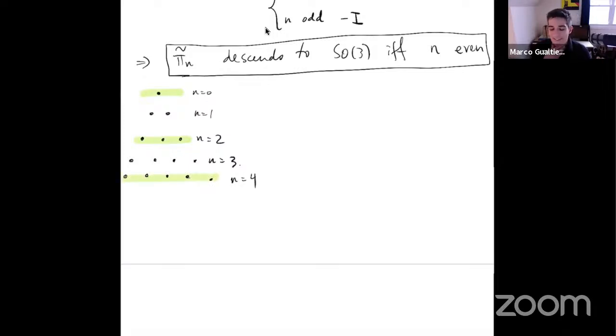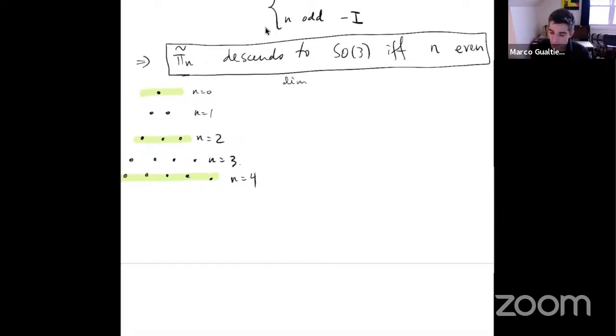Now, notice what the dimensions are. You could just count the number of dots. This is dimension 1. This is dimension 2, count the number of dots. This is dimension 3, 4, and 5. So the dimension and the highest weight are a little bit off in terms of parity. Well, they're completely off in terms of parity. So it's the odd dimensional representations.